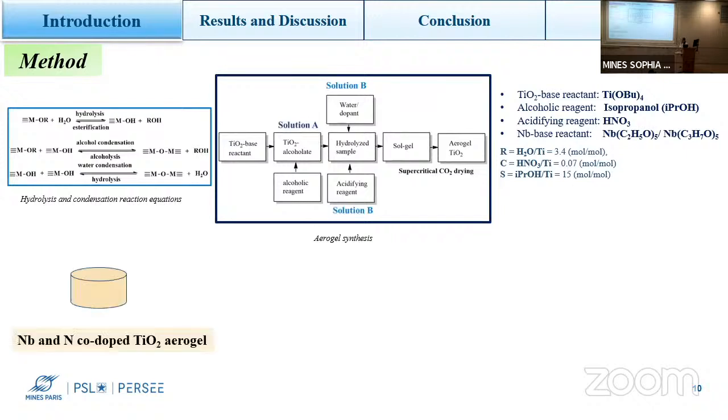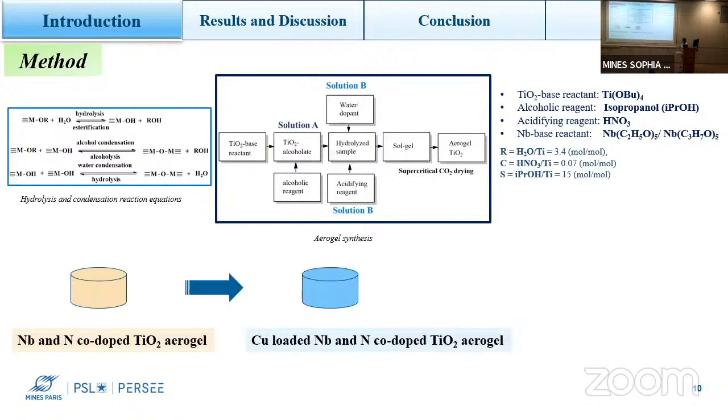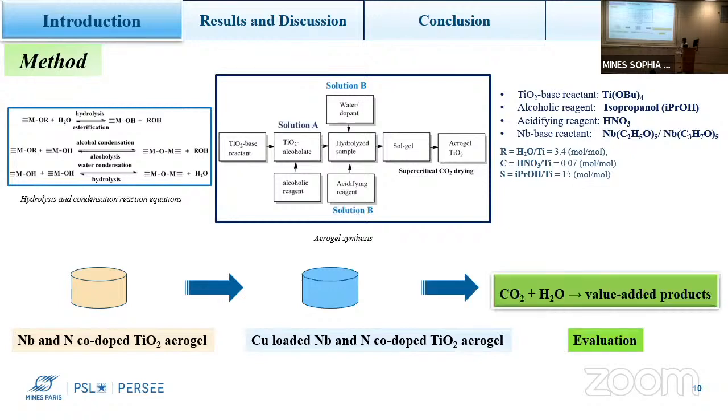The design at the beginning is to synthesize niobium and nitrogen co-doped TiO2 alcohol gel, then synthesize the copper-loaded version as the co-catalyst, and then evaluate their performance in converting CO2 and water to value-added products.